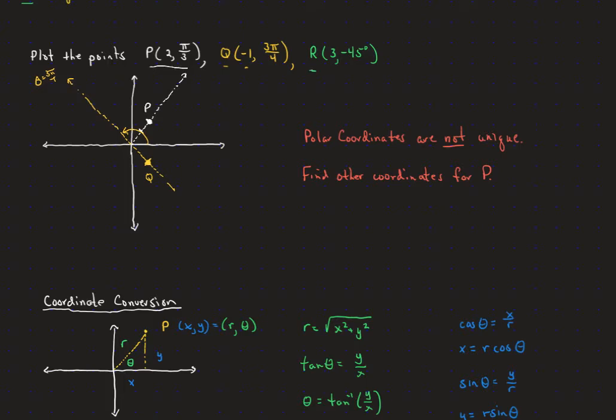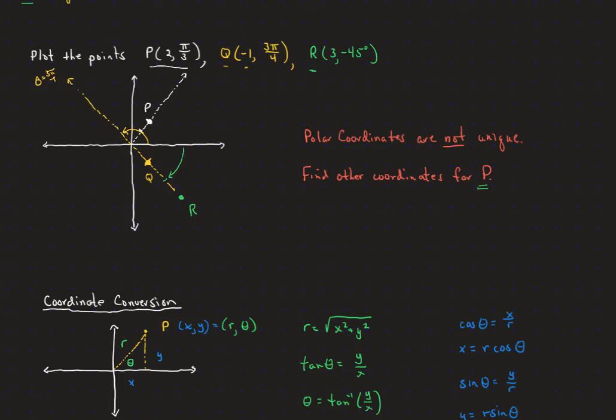And for r, we're going to go a negative 45 degrees, so that's going to put us in the same place as with the negative r value for Q at the angle 3 pi over 4, but now we're going to go a length of 3 from there, and that's going to put r on the same angle as Q, but a longer distance from the pole. Okay, now let's look at this idea that these are not unique. So let's consider some other possible representations for the point P.